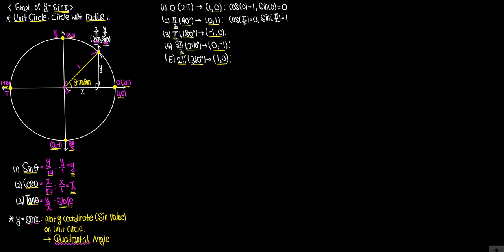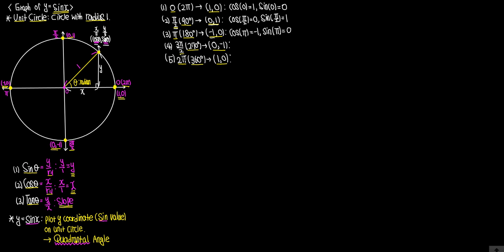Thirdly, as we rotate the main angle as pi radian, then the x value is negative 1. That means the cosine of the main angle pi radian is negative 1, and the sine of the main angle pi radian is going to be equal to 0.